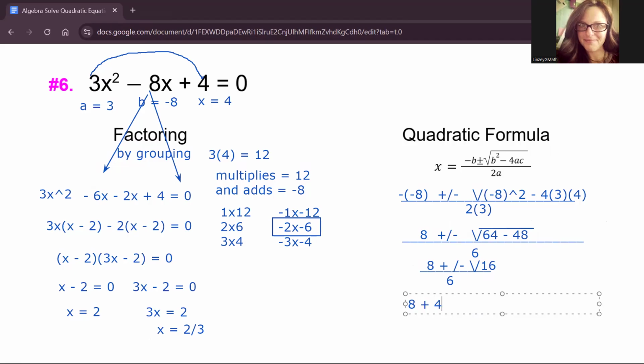So we get 8 plus 4 divided by 6, and 8 minus 4 divided by 6. Simplify those. 8 plus 4 is 12 divided by 6 is 2. And 8 minus 4 is 4 divided by 6 is 2/3.